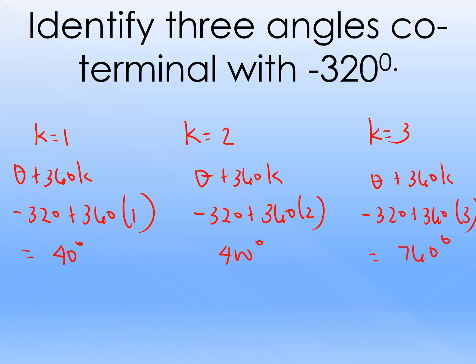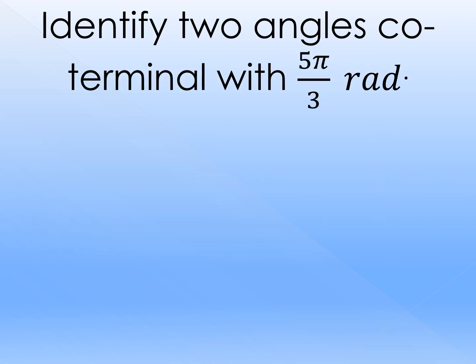Therefore, the three angles that are coterminal with negative 320 degrees are 40 degrees, 400 degrees, and 760 degrees, if and only if you substitute the values k equals 1, k equals 2, and k equals 3. Let's try another example. Identify two angles coterminal with pi over 3 rad.